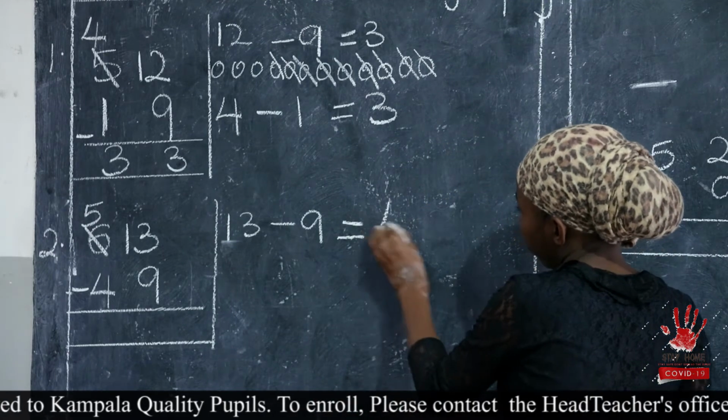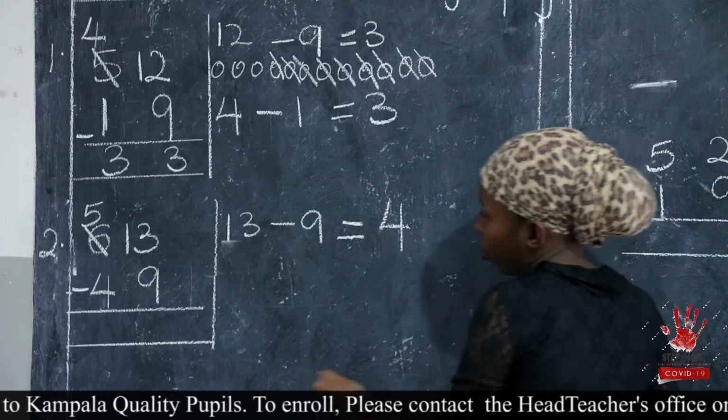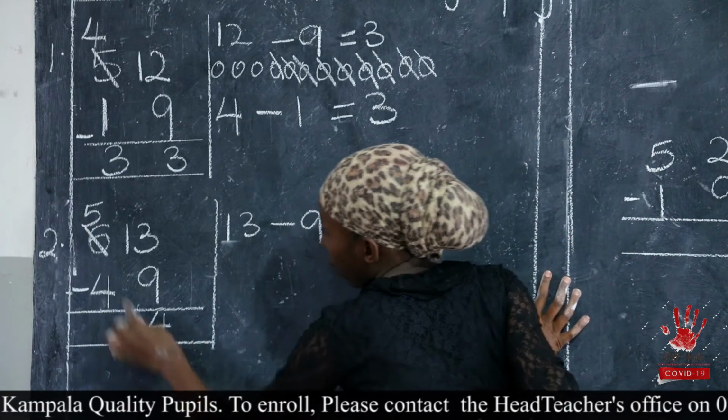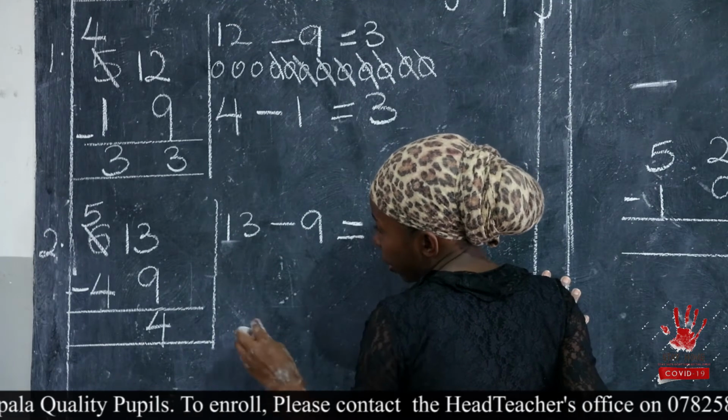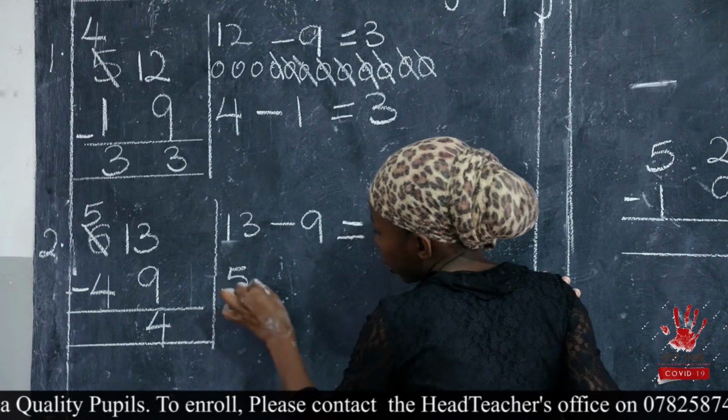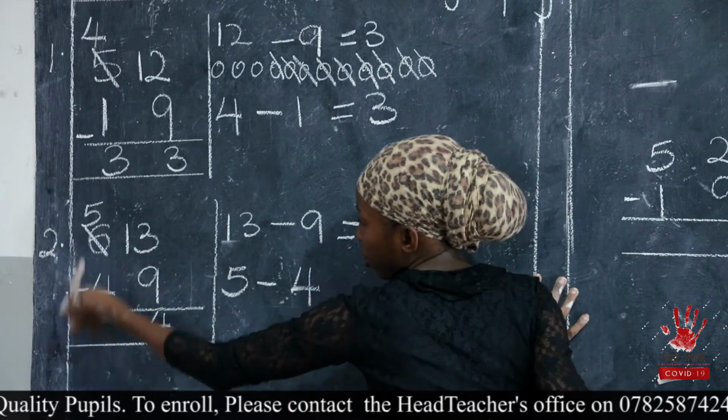You work it out. To be a 4. So come and put your 4 here. Move to the 10s. 5 take away 4. 5 take away 4.